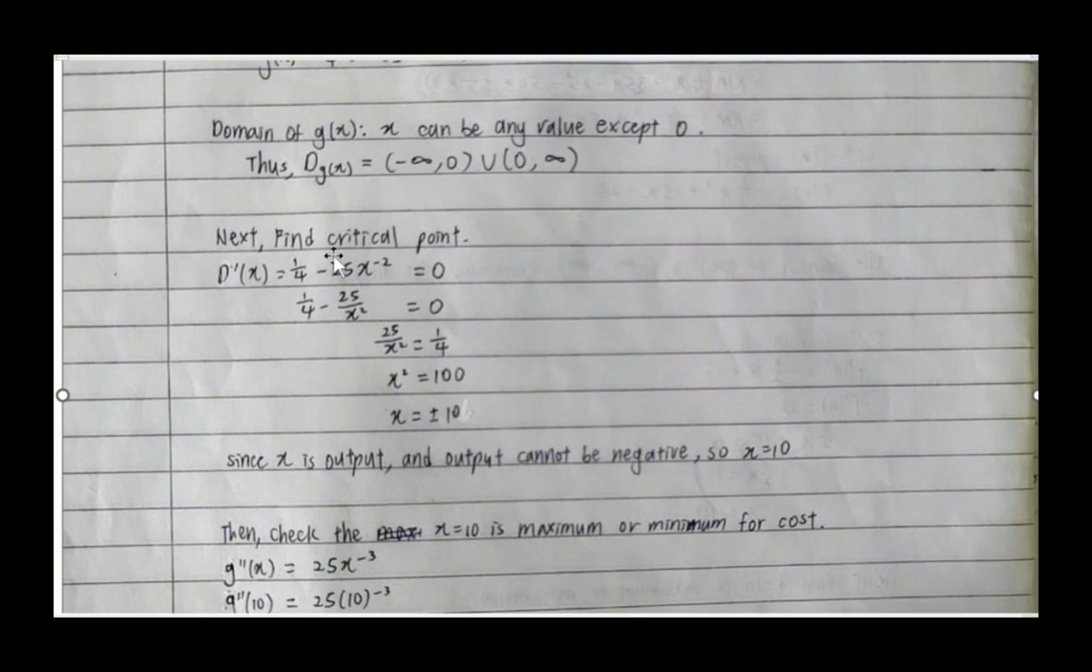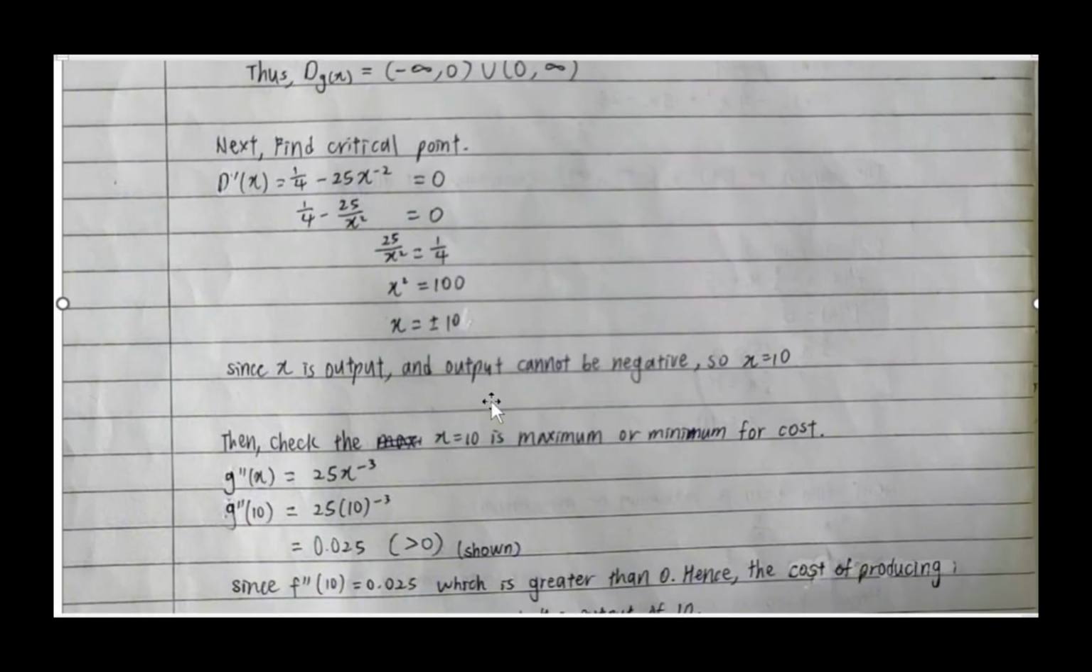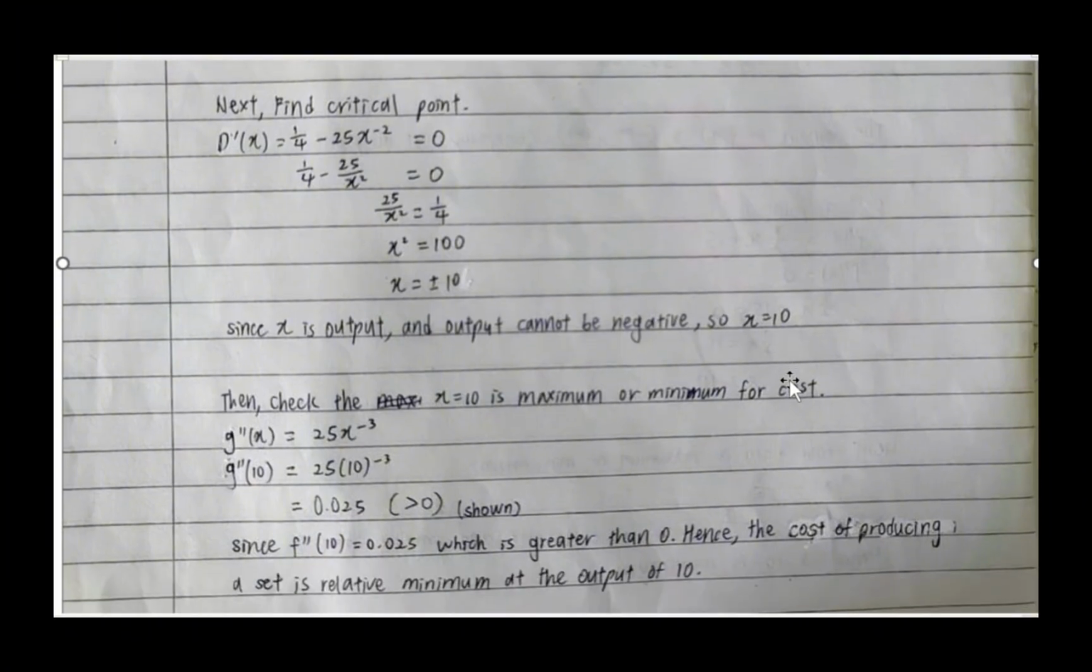Then the fourth step will be to find the critical point. For the critical point here, we need to use f prime x, also called g prime x, which here will be 1 over 4 minus 25 over x squared equals 0. From the calculation, x equals plus or minus 10. Since x is an output, it cannot be negative, so x is positive 10.